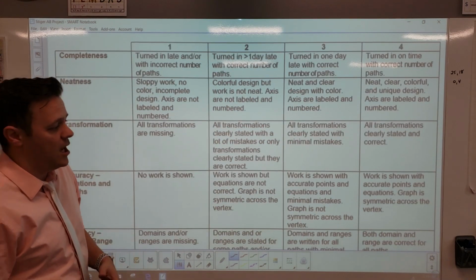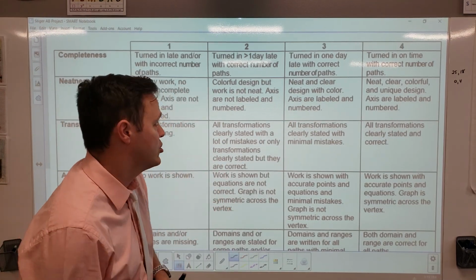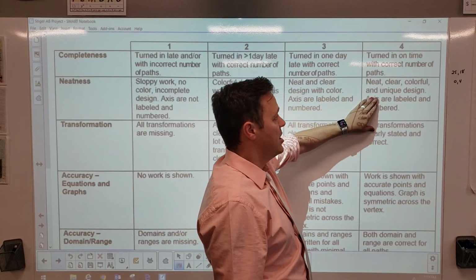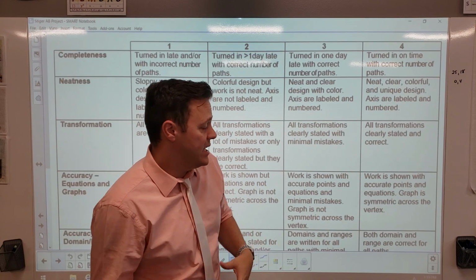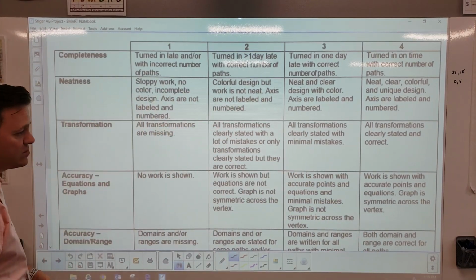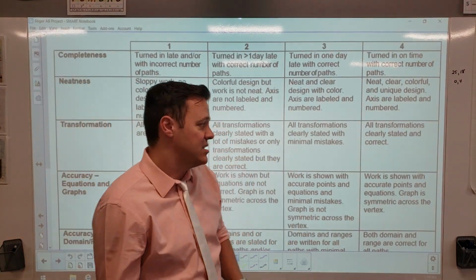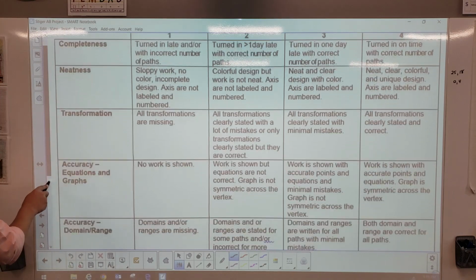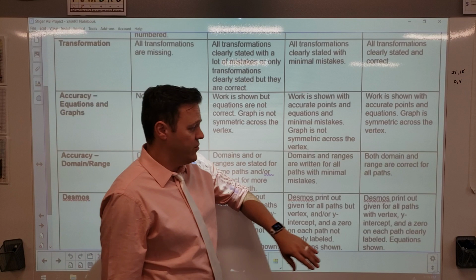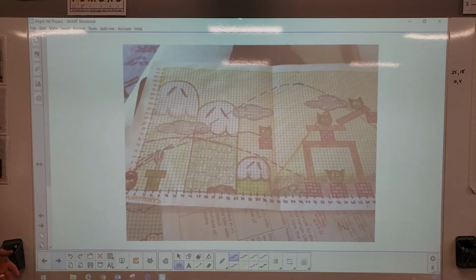Here's the rubric. It is up on my classroom wall as well in terms of what it means to do well. Turn it in on time. Give me colorful, unique designs. All the transformations correct. Make sure your axis of symmetry is correct, so that when you put a point, your quadratic looks nice and symmetric on both sides. Domain and range, all this stuff is on here, and Desmos. As we talked about before, make sure you give me a printout of Desmos. If you need help with that, come see me and we will talk.